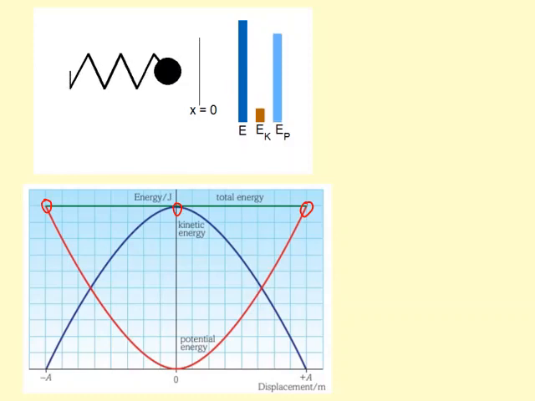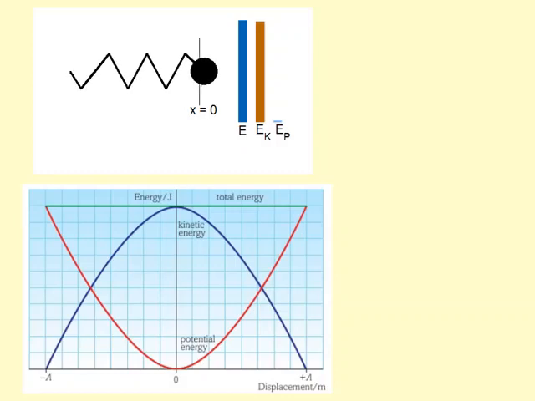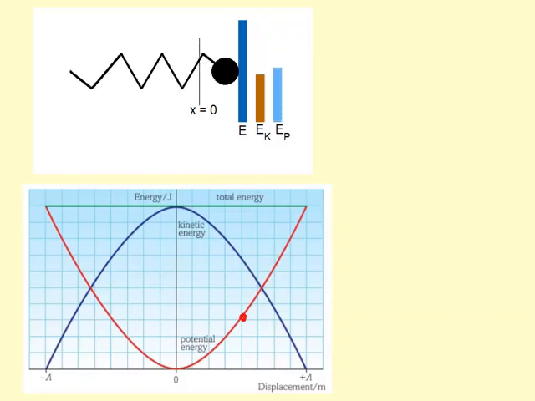The top line represents the total energy, which is the sum of the kinetic energy and the potential energy. So for example, at this point, if I added the potential energy here and here, I will get the total energy over here.